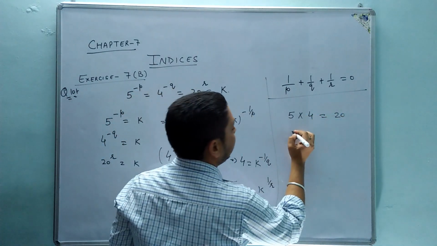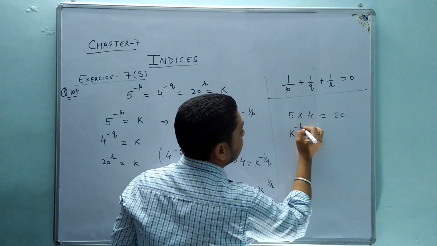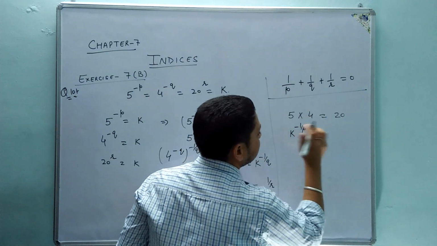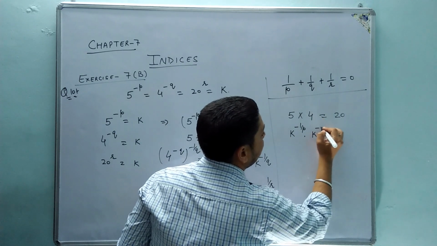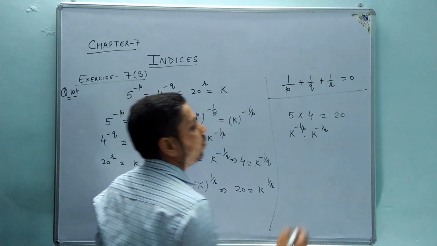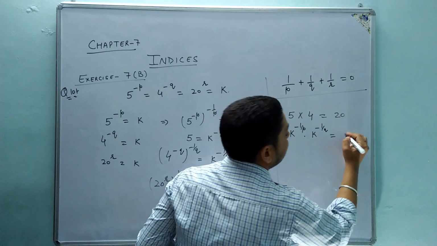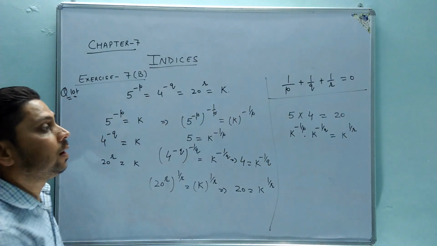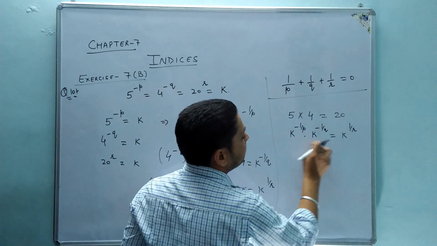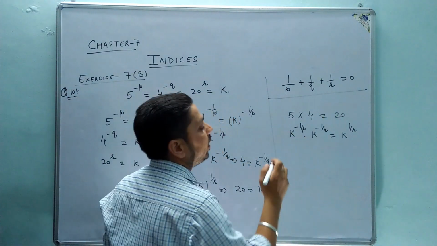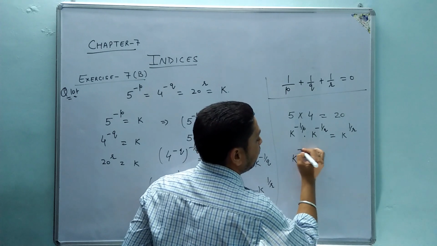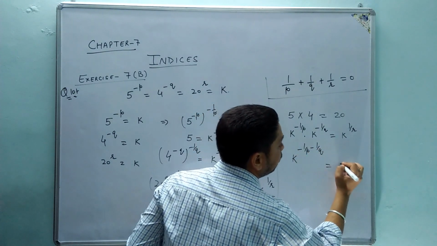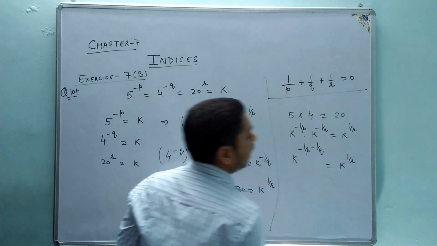What is 5? 5 is K raised to power minus 1 over P. 4 is K raised to power minus 1 over Q. This is equal to, what is 20? 20 is K raised to power 1 over R here. Now apply the property here. Bases are same but their powers are different. So it will give you K raised to power minus 1 over P minus 1 over Q. This is equal to K raised to power 1 over R.